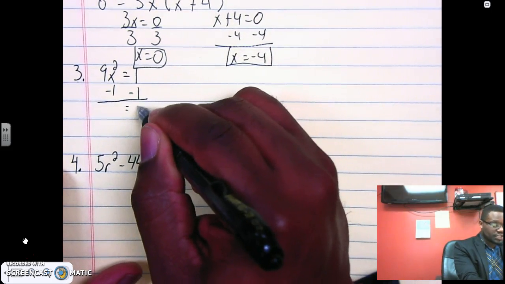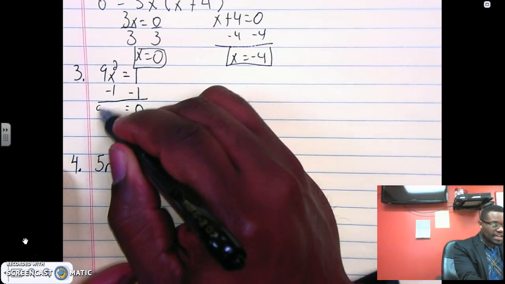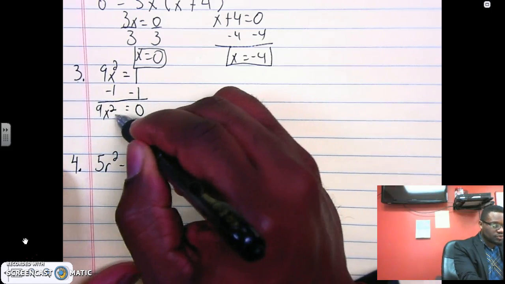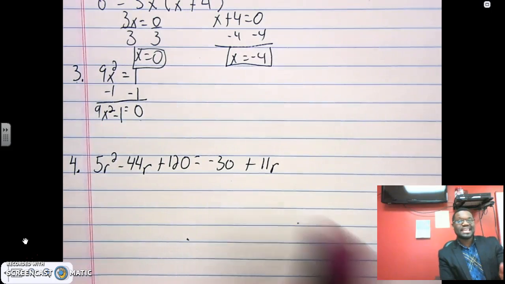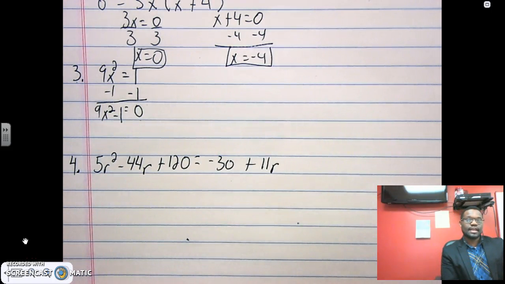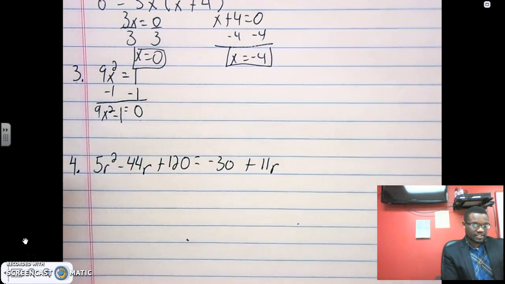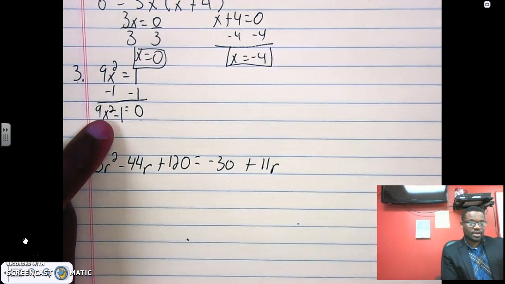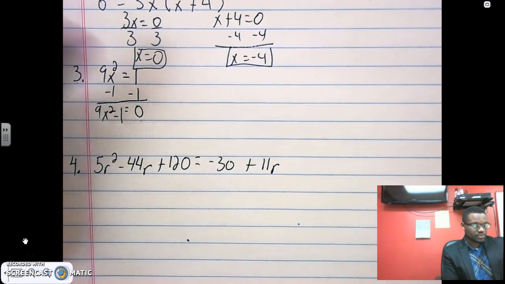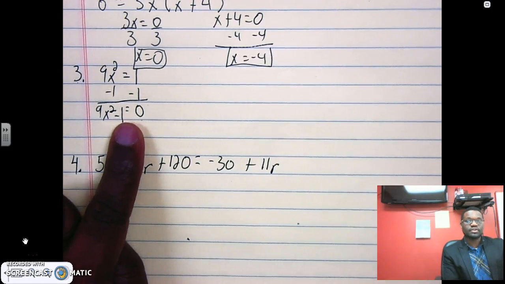Now, when you do this, make sure that you always move to make the x squared term positive. So I didn't want to subtract 9x squared because then it would have been negative. I moved the 1 so that the 9x squared can stay positive. So now I got 9x squared minus 1 equals 0 because 1 minus 1 is 0. Now this is set equal to 0.